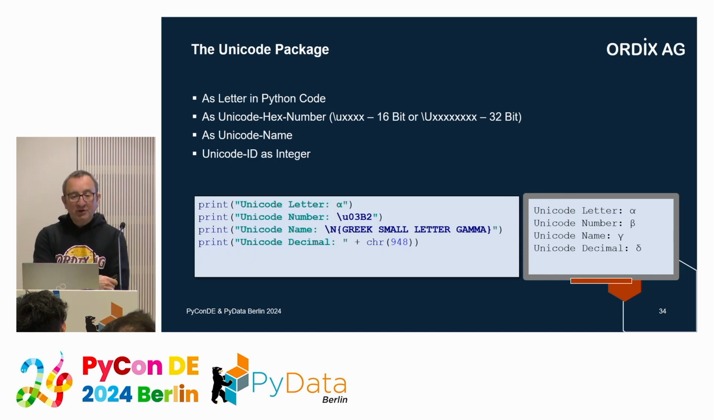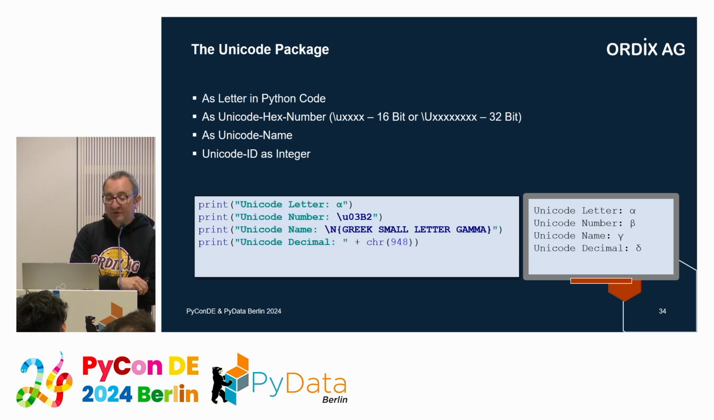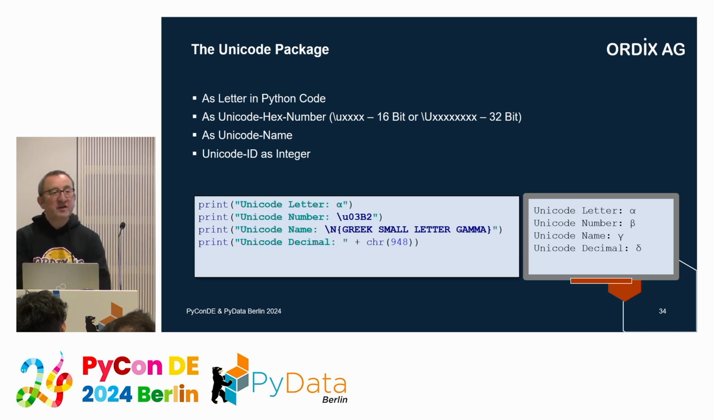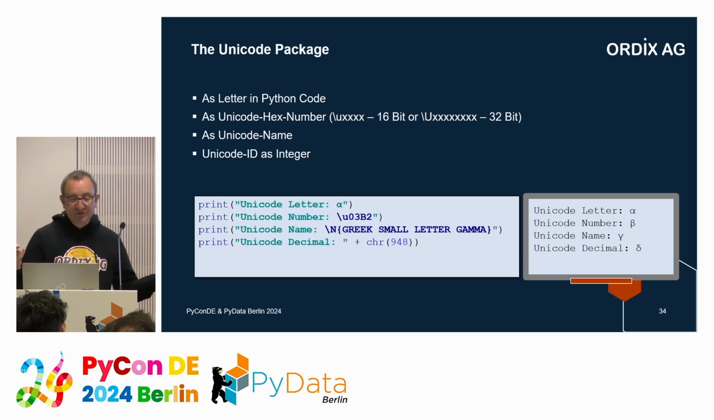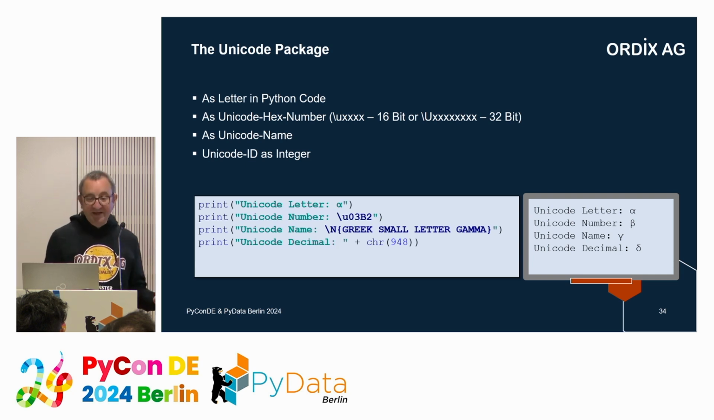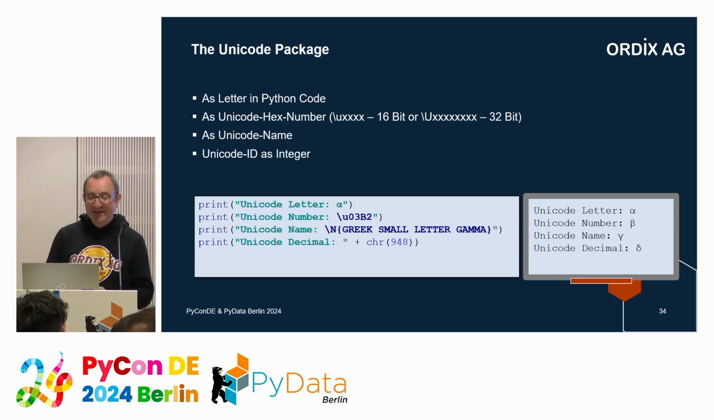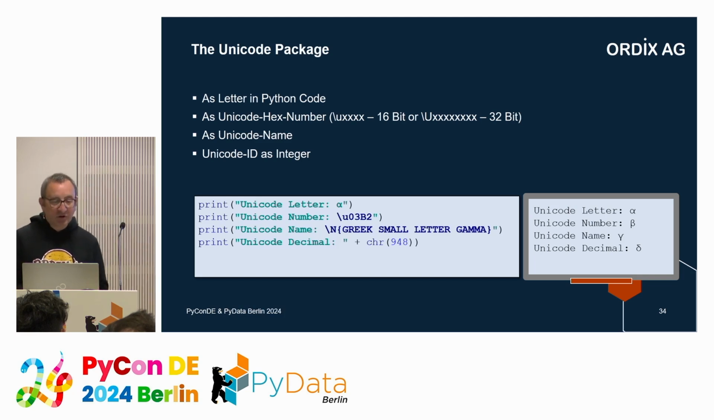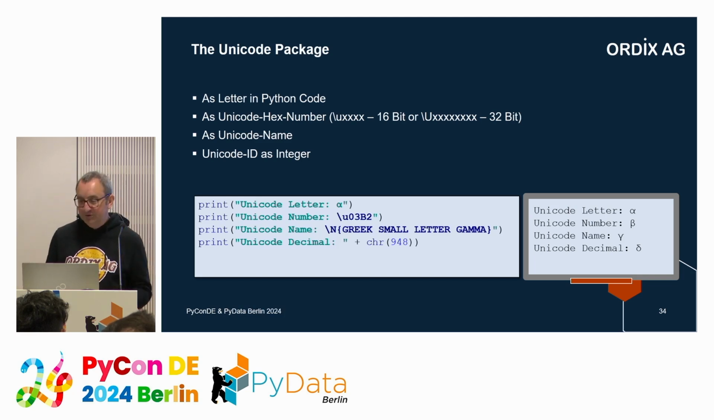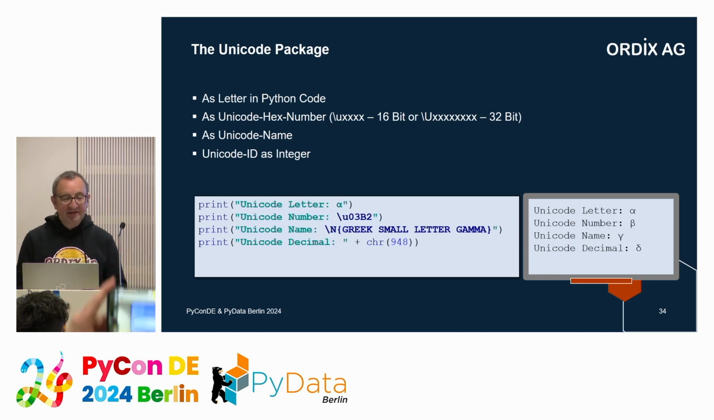There's a beautiful Unicode package in Python, and starting with default, you can use Unicode letters inside your program, like the first one. You can use the Unicode hex number, or if you know, very pretty, you can use the Unicode name. We have a better one on this next slide. And you can use the Unicode ID as an integer. And with those code examples, we have the first 4 letters of the Greek alphabet: alpha, beta, gamma, and delta.